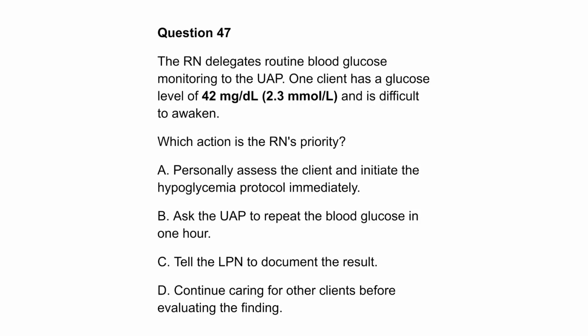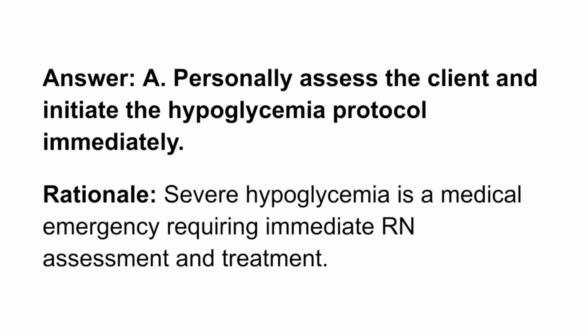B. Ask the UAP to repeat the blood glucose in 1 hour. C. Tell the LPN to document the result. D. Continue caring for other clients before evaluating the finding. Answer. A. Personally assess the client and initiate the hypoglycemia protocol immediately. Rationale. Severe hypoglycemia is a medical emergency requiring immediate RN assessment and treatment.